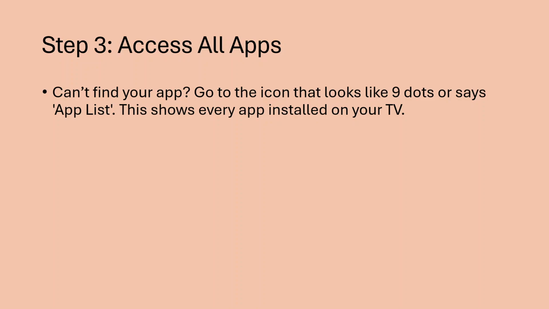Step 3. Access all apps. Can't find your app? Go to the icon that looks like 9 dots or says App List. This shows every app that is installed on your TV.